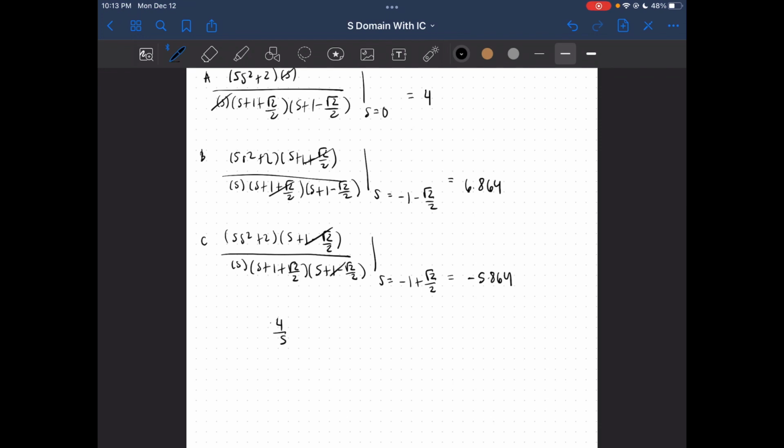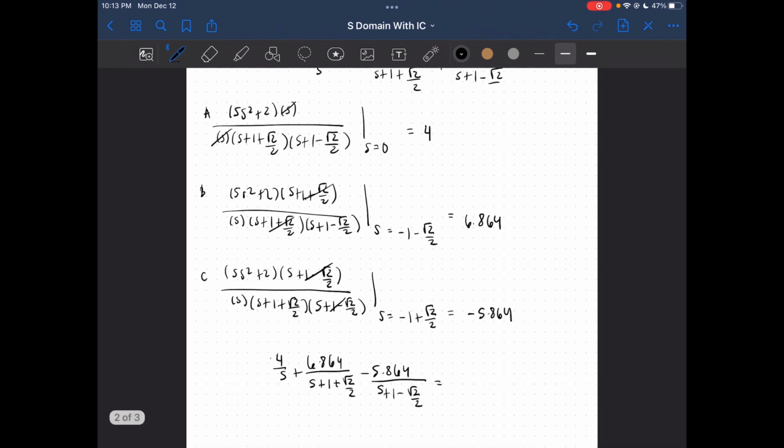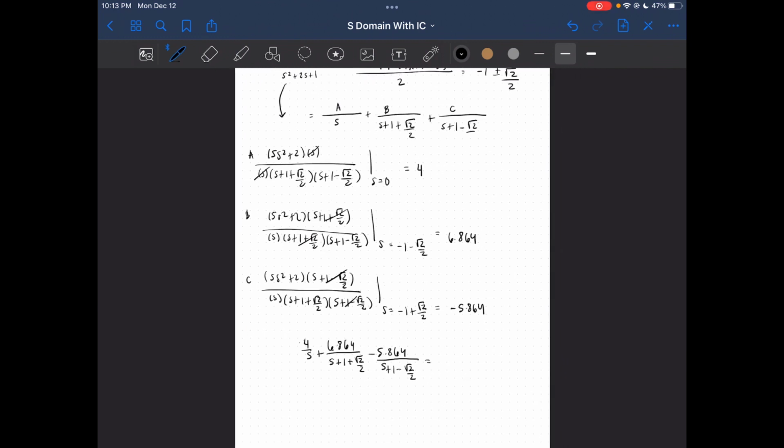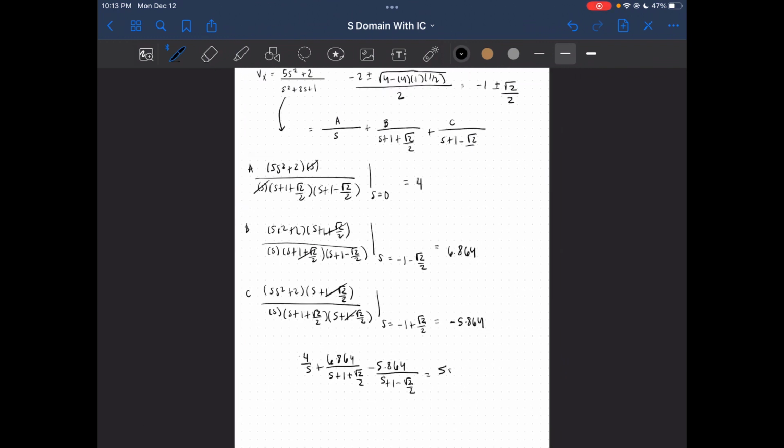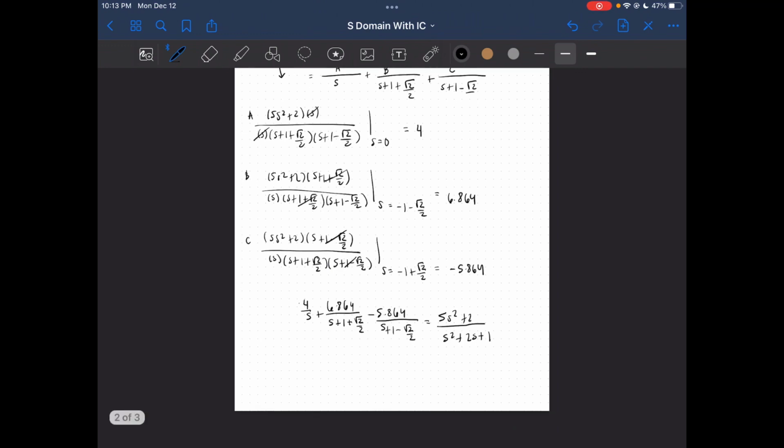Now we're going to put A, B, and C over their original denominators. So we're going to do 4 over s plus 6.864 over (s plus 1 plus square root 2 over 2) minus 5.864 all over (s plus 1 minus square root 2 over 2) is equal to the original, so 5s squared plus 2 over s squared plus 2s plus 1.